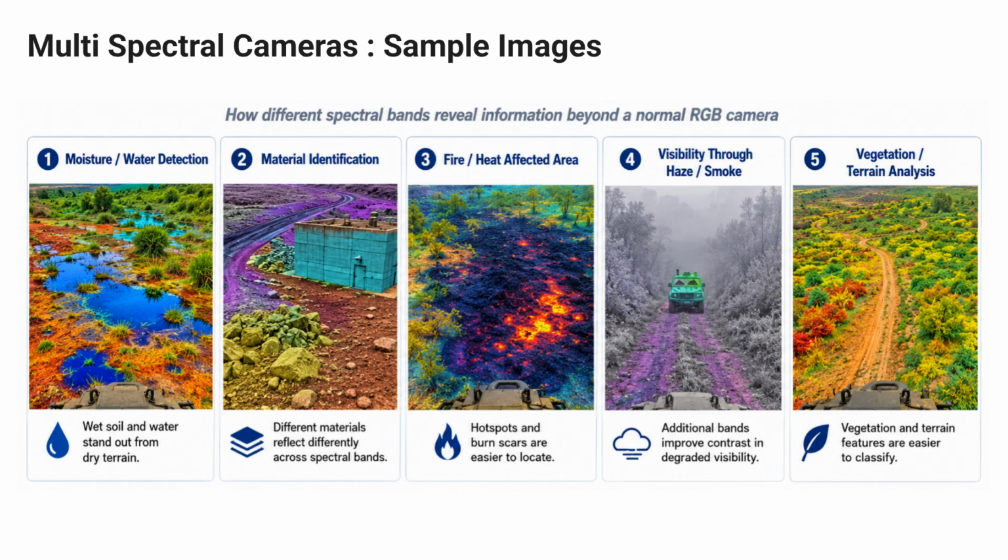A multispectral camera supports several specialized applications. It can analyze vegetation and terrain, detect moisture or water, identify differences between soil, rocks, and man-made materials, and locate areas affected by fire or heat. It can also improve surveillance by detecting objects that blend into the visible background, including some forms of camouflage. In difficult conditions such as haze, smoke, or low contrast, additional spectral bands may reveal details that an RGB camera misses. This information helps the UGV improve terrain classification, target detection, autonomous navigation, and mission planning.